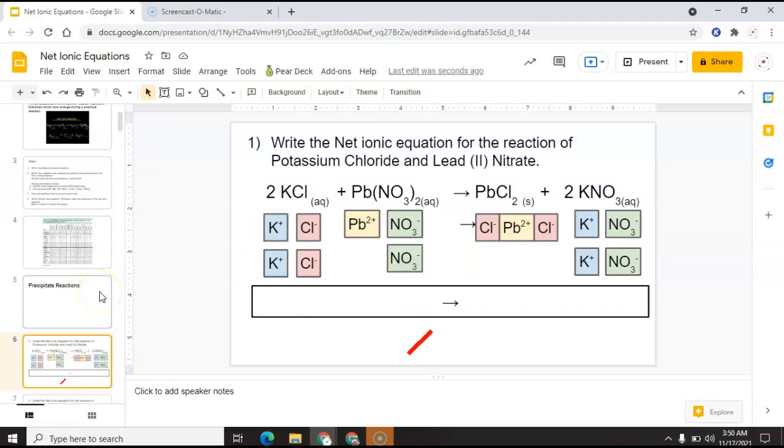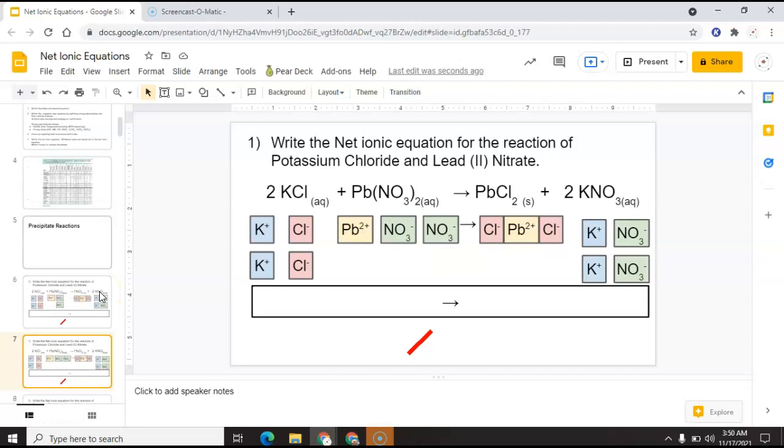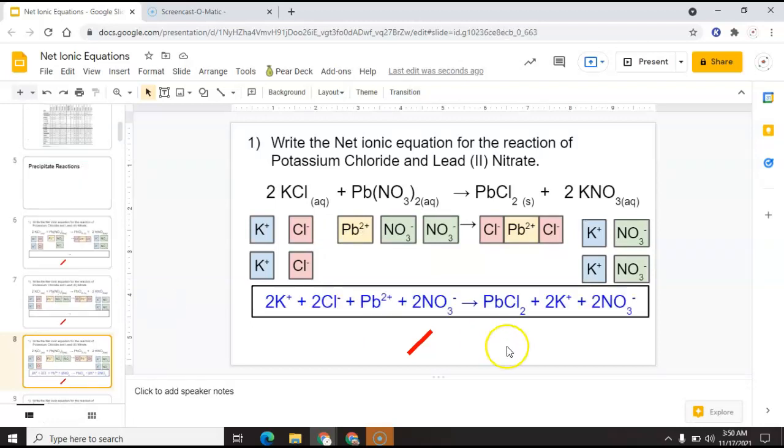Now, one thing I want to point out is we're doing this using these boxes, but I did want to show you another way of writing it. When you're actually solving these problems, you do actually write out the ions. You don't have to do this on your practice because there isn't really room for it, but I just want to show you what that looks like. And this is our complete ionic equation.